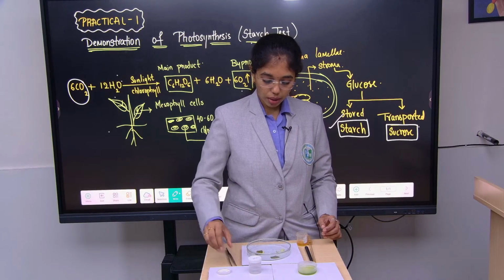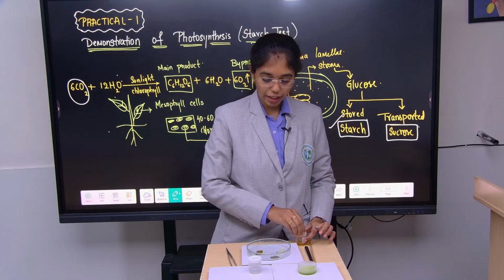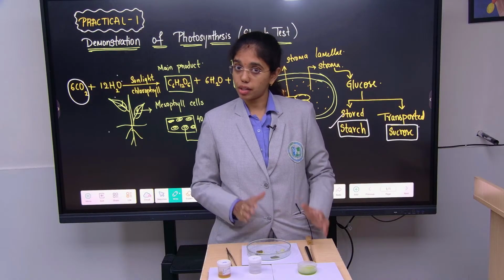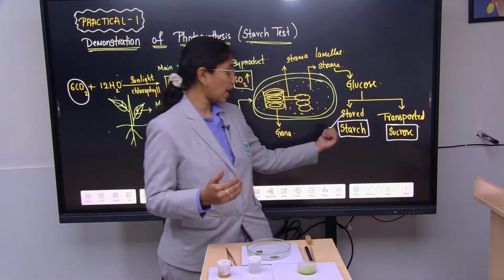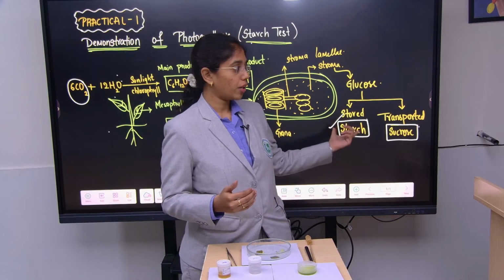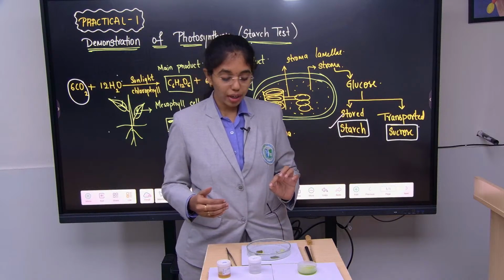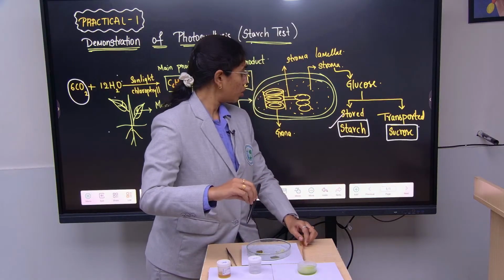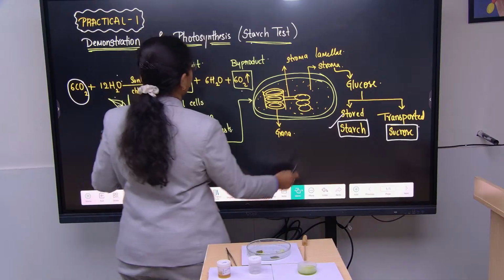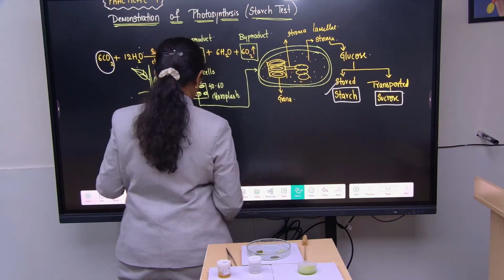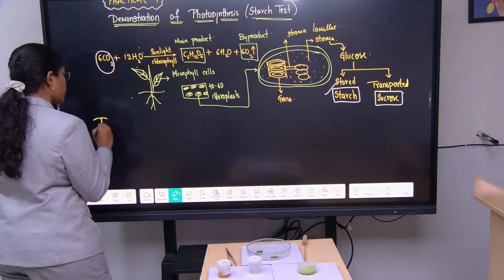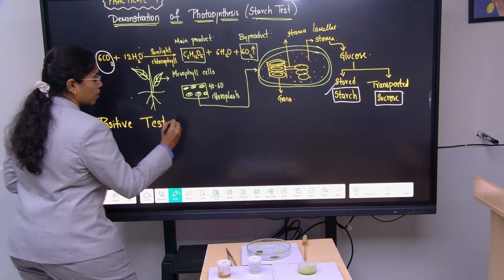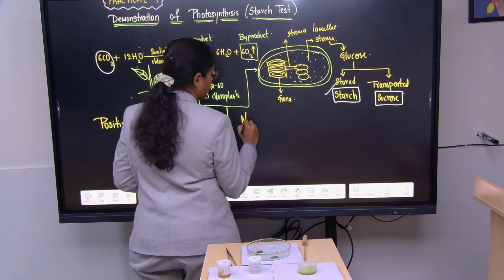Just place it for 1 or 2 minutes, and then you can clearly observe the blue black color of the leaf which is placed under sunlight, which shows a positive test for starch, which proves that starch is formed at the end of photosynthesis. And the other leaf, which is kept under dark, will turn pale yellow. So here we will get 2 tests. One is the positive test and one is the negative test.